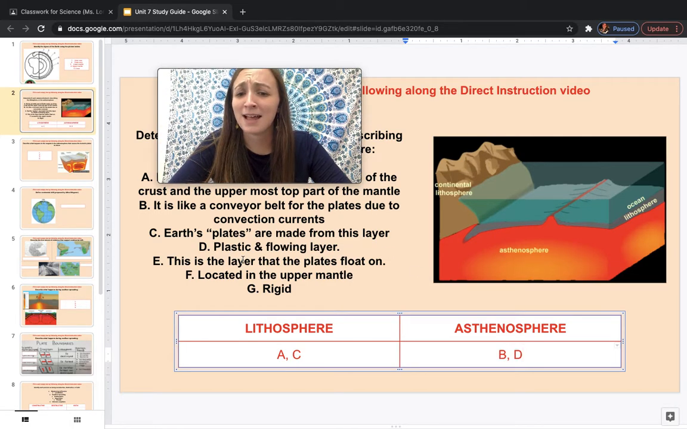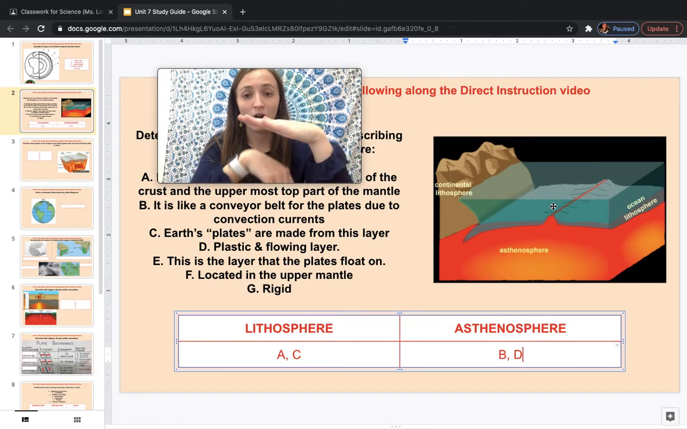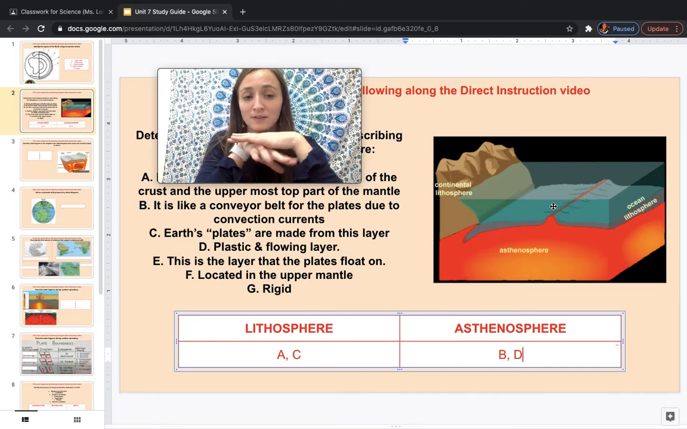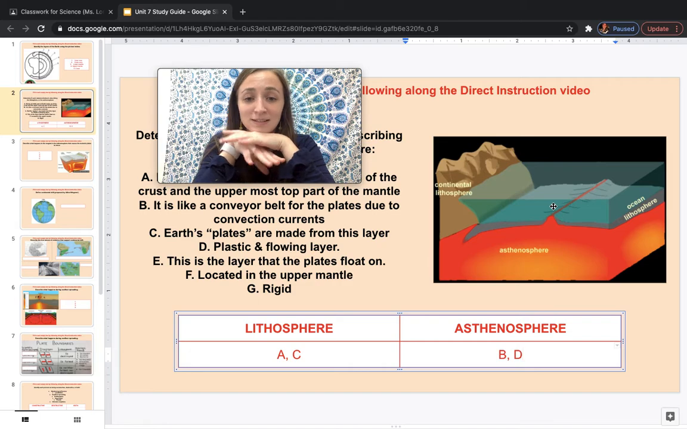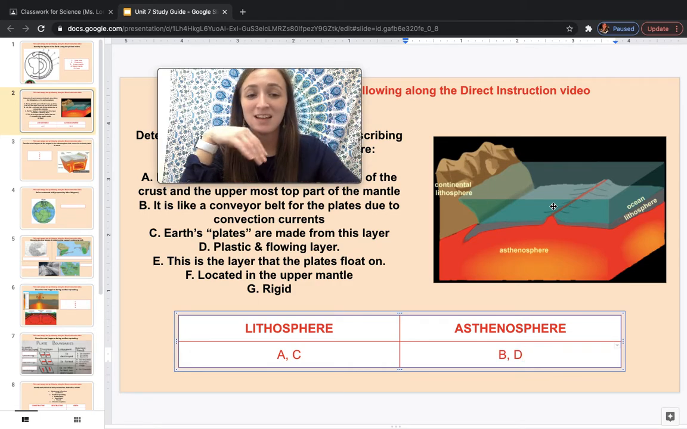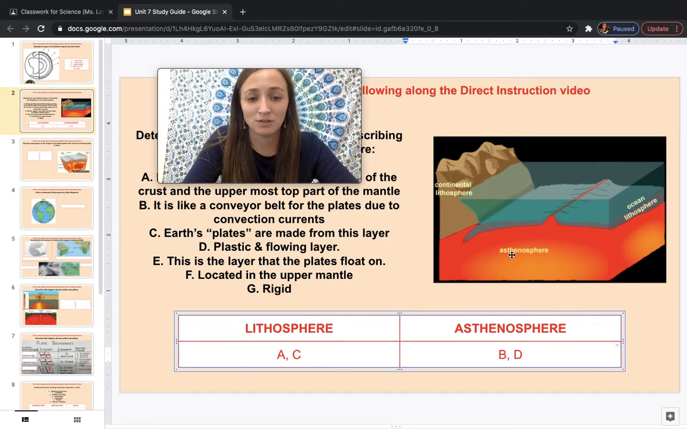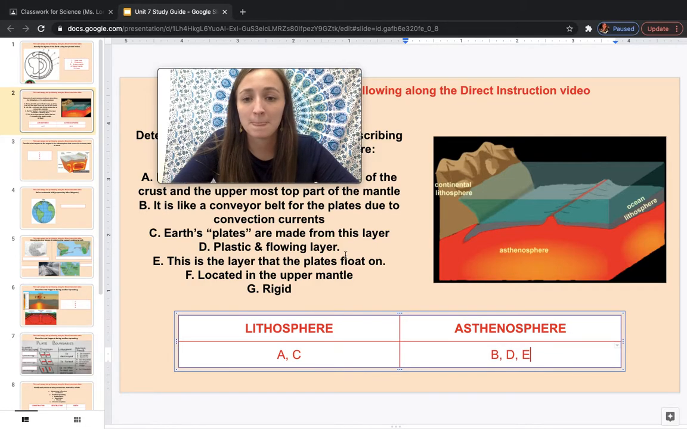E says this is the layer that the plates float on. And we kind of already answered this. So whatever those plates that are on those lithosphere, they are sitting pretty hard on top of that flowy part that's going to cause them to move. So the layer that the plates are actually floating on top of is that asthenosphere. So that is going to be E.